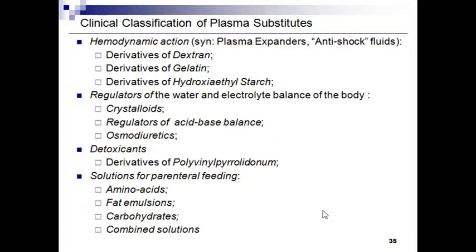Second clinical group, regulators of the water and electrolyte balance of the body. It involves crystalloids, regulators of acid-base balance, and osmodiuretics. Third group is detoxicants, various derivatives of polyvinyl pyrrolidone. And fourth group, solutions for parenteral nutrition: amino acids, fat emulsions, carbohydrates, or combined solutions.